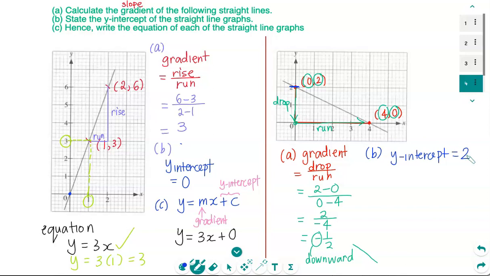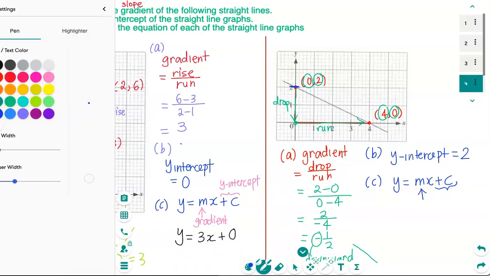Okay, now using the y-intercept and the gradient, we're now able to get the equation of the straight line. So remember, the general equation for the straight line looks like that: y equals mx plus c. And so when you substitute the gradient and the y-intercept, you would be able to get the entire equation of the straight line.